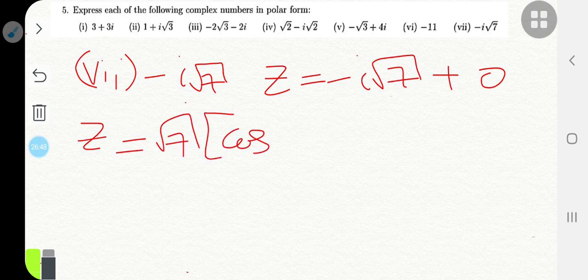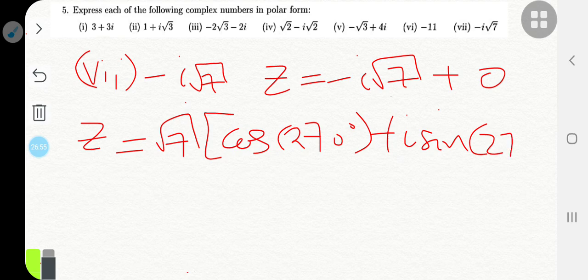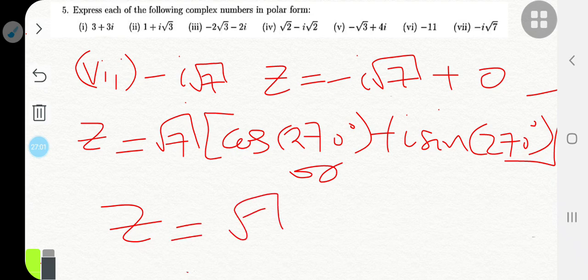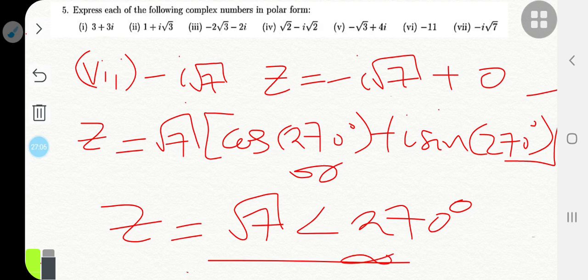So now you just write your final answer to be my magnitude. What was our magnitude? It was the root of 7, then cos 270 degrees plus i sine 270 degrees, or z equals the magnitude, less than the argument 270 degrees, like that. Then you are done.